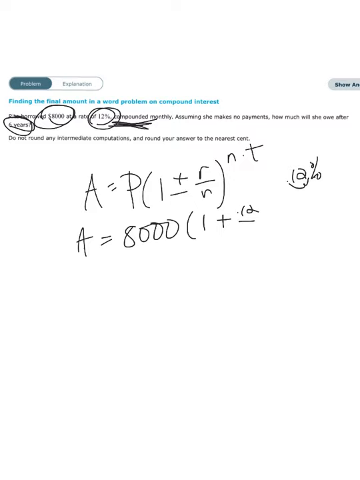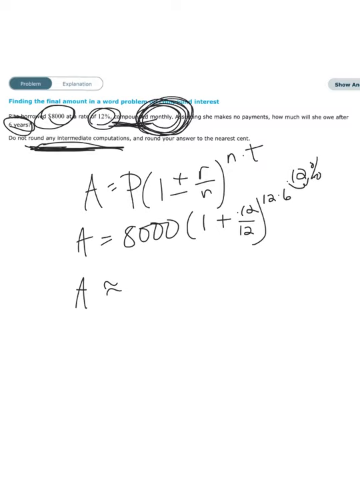divided by n, which is, well, no, it says compounded monthly. So n is the number of times it's compounded in a year. There are 12 months in a year, so n is 12. And t is 6. So now we want to put this in the calculator. You could simplify this more if you want to, but again, it says don't do any intermediate rounding. So I would just put this in the calculator exactly how you see it here, and I'll write that out later.